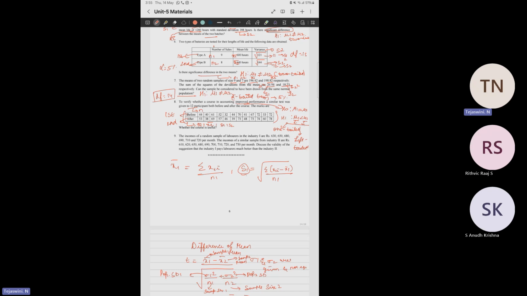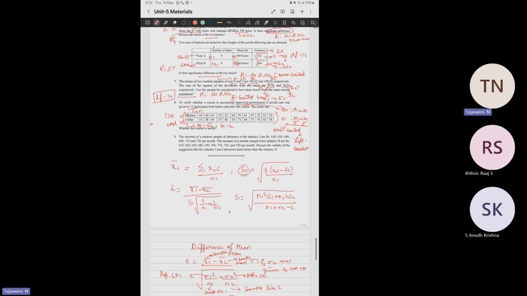Similarly, we can find it for the second set, and then we can use this formula: x1 bar minus x2 bar by s into root of 1 by n1 plus 1 by n2, where s will be root of (n1 s1 square plus n2 s2 square) by (n1 plus n2 minus 2). Degree of freedom here will be 12 plus 12 minus 2, that is 22.